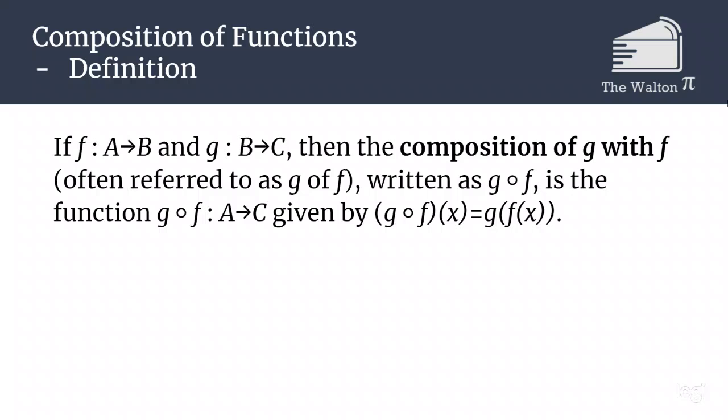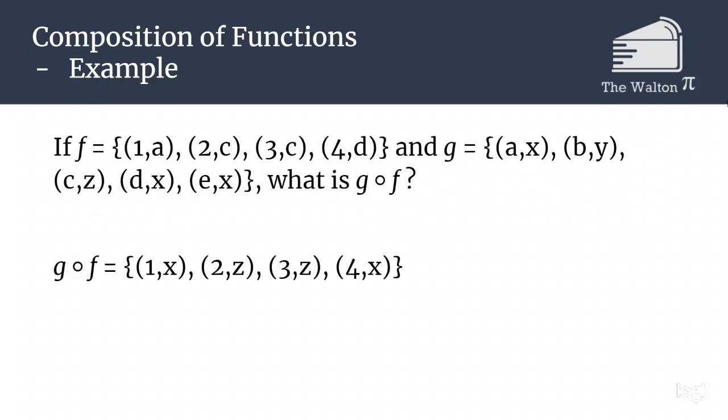So to start off, let's define what it means to compose functions together. If f is a function from A to B and g is a function from B to C, then the composition of g with f, often just pronounced "g of f", which has the symbol written as g little circle f, is the function from A to C given by (g ∘ f)(x) = g(f(x)).